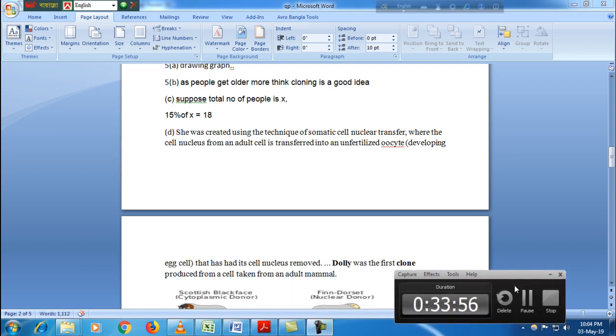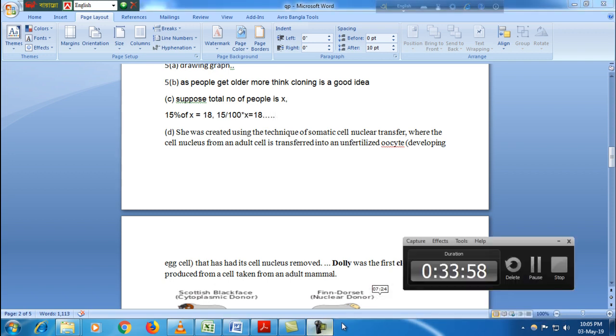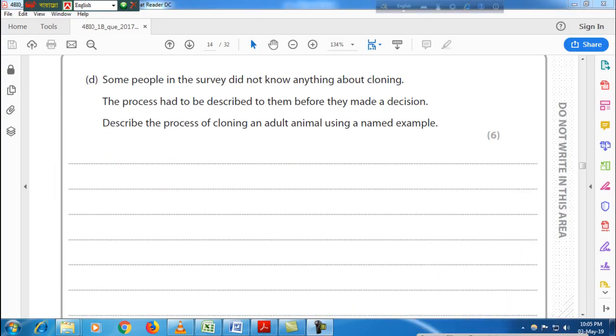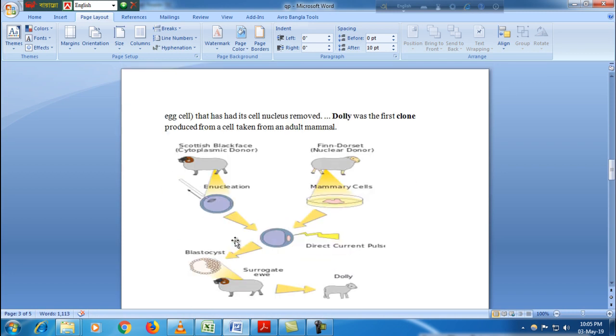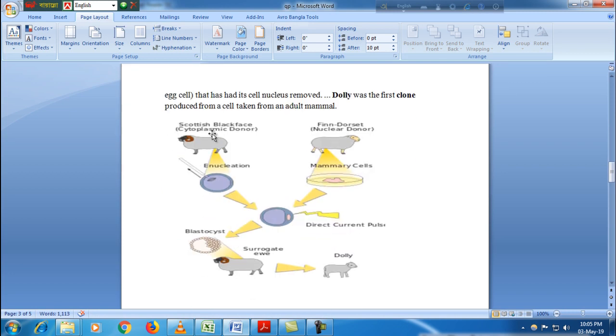Some people in the survey did not know anything about cloning before they made a decision. Describe the process of cloning an adult animal using a named example. Now, Dolly the sheep was the first mammal to be cloned. She was born in the UK in 1996 and died in 2003.